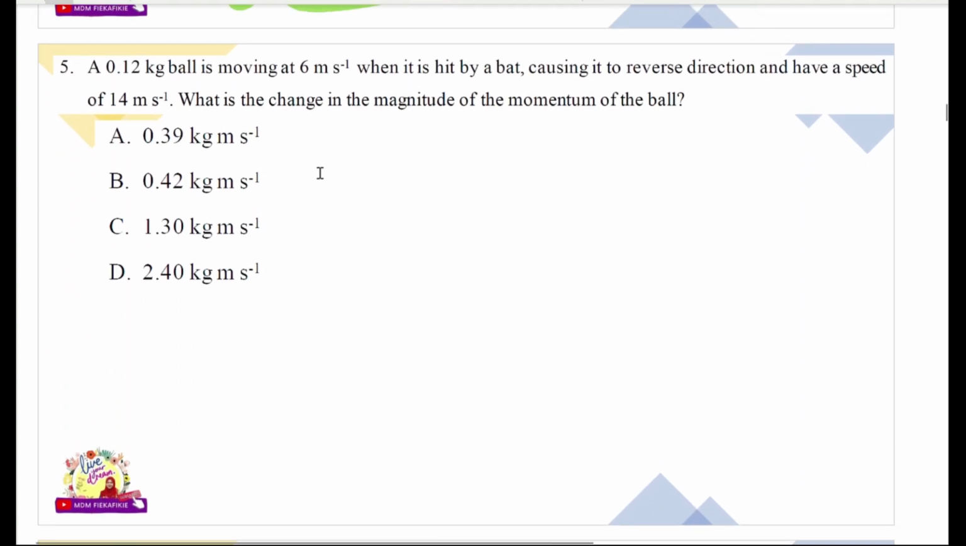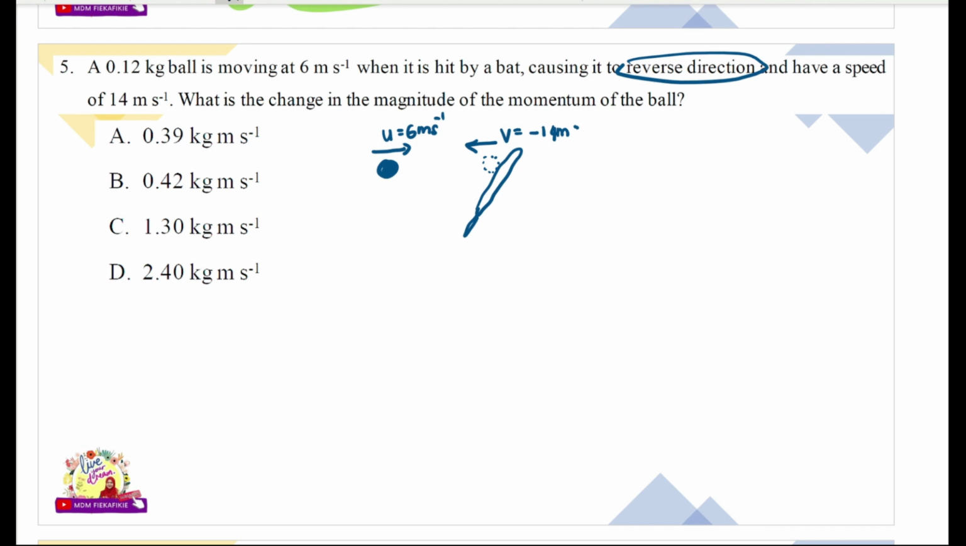Okay, question number 5. So here we have 0.12 kg ball is moving 6 meter per second. So let's say this is the ball and it is moving in this direction. Okay. So it is hit by a bat causing it to reverse direction and have a speed of 14 meter per second. Okay, awak pukul bola tu. Contohnya kan. Okay. So it will moving in opposite direction. Sebab kataan dia kata apa tadi? Reverse direction. Where V is equal to negative 14 meter per second.